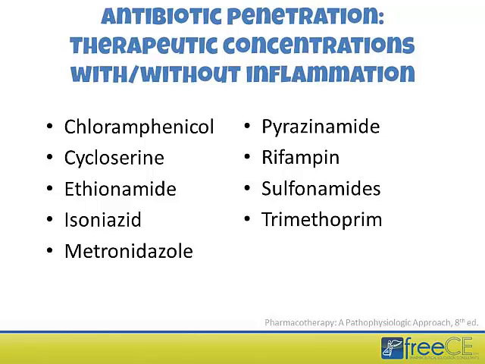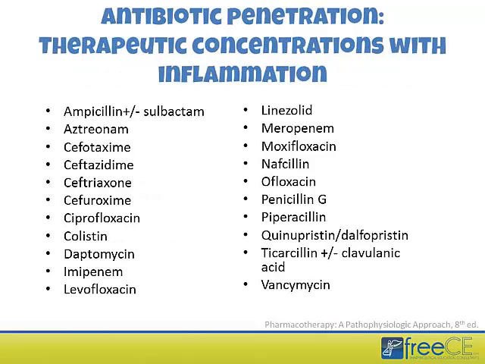Okay, so getting back to some of the easier concepts, really just some quick lists you could potentially memorize. These are the antibiotics that really are able to penetrate into the central nervous system with or without inflammation. It doesn't really make a lot of difference. So chloramphenicol, cycloserine, ethionamide, isoniazid, metronidazole, pyrazinamide, rifampin, sulfonamides, and trimethoprim. So not a very big list, and you'll notice that none of those medications were included in our empiric antibiotic table. So here is your long list of medications that you achieve therapeutic concentrations with inflammation.